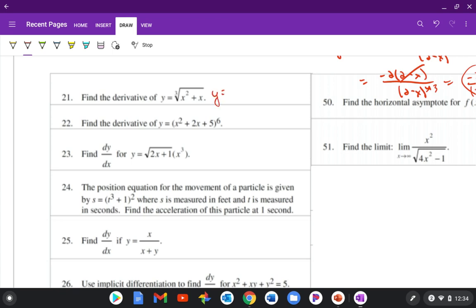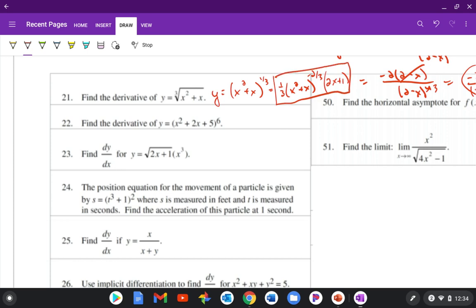a rational exponent power, x squared plus x, and this would be the 1/3 power. So then from here, we would do actually the chain rule. Tells us to bring the 1/3 in front, keep the inside the same, subtract 1 from that power, makes it negative 2/3, and then multiply by the derivative of the inside, which would be 2x plus 1. That would be okay for right now.